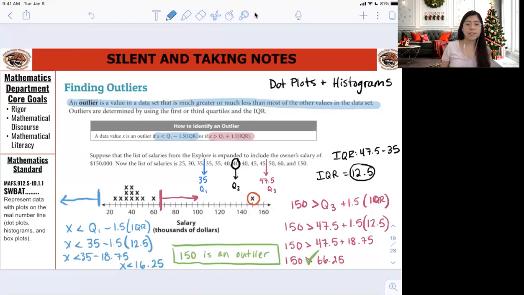And that's the official definition of an outlier. Those two little inequalities, we use those to figure out if our number is an outlier or is not an outlier. Does that make a little bit more sense? Hopefully. We'll do a couple more examples.